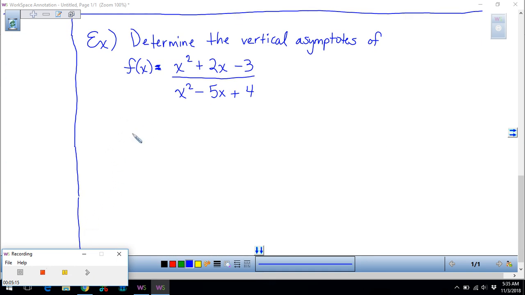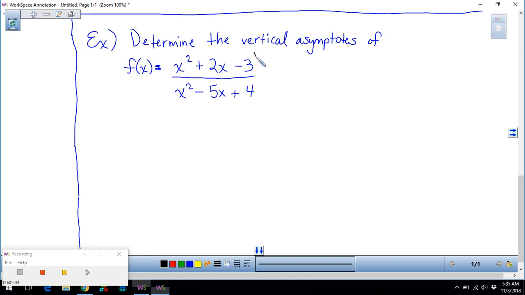Okay, let's continue on with our second example. Determine the vertical asymptotes of f of x equals x squared plus 2x minus 3, all divided by x squared minus 5x plus 4. Just like in the previous example, our first step is to factor the numerator and the denominator. So let's go ahead and do that.